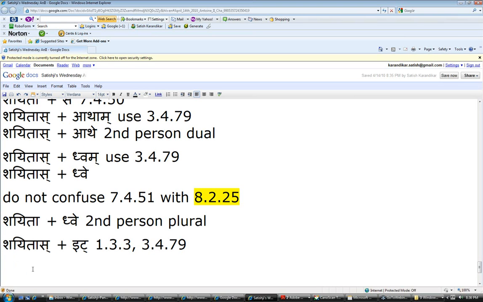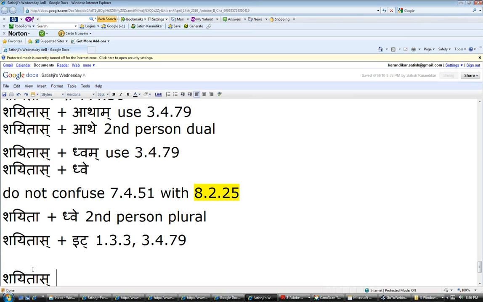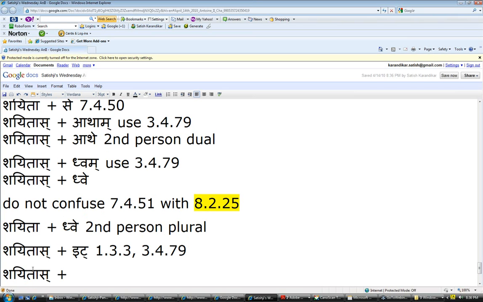And now we come to a special sutram again, which we'll need to mark up. So Shayitas plus a. And the sutram is ha-eti. Ha-eti. We already saw the tasastyor lopaha.